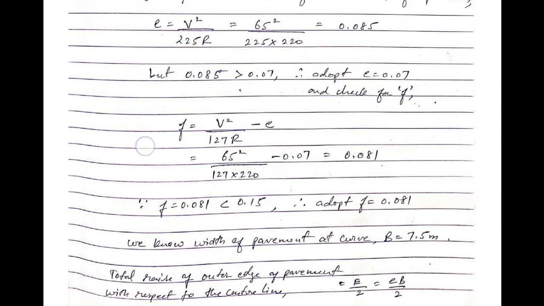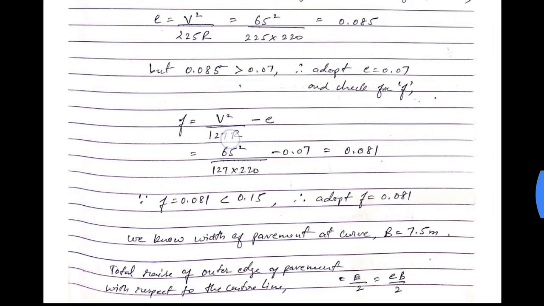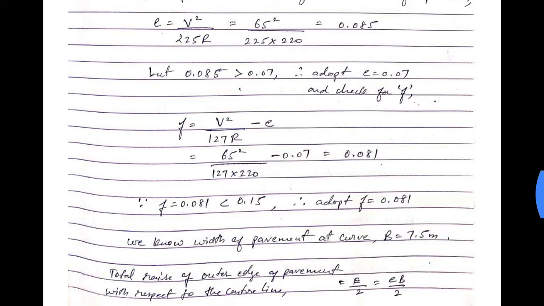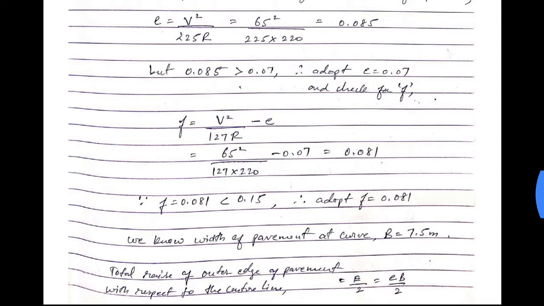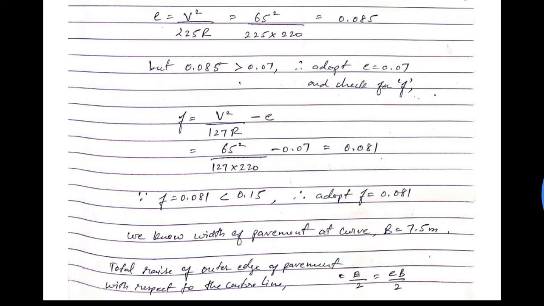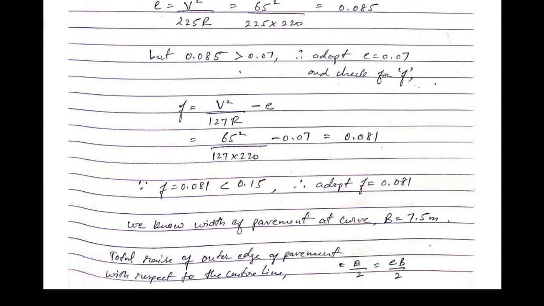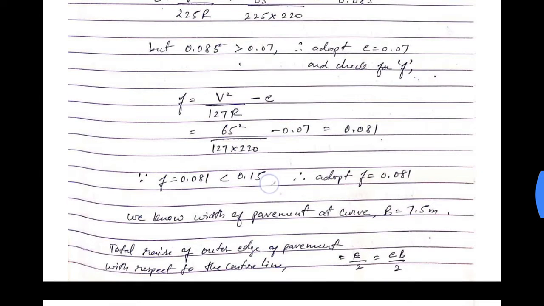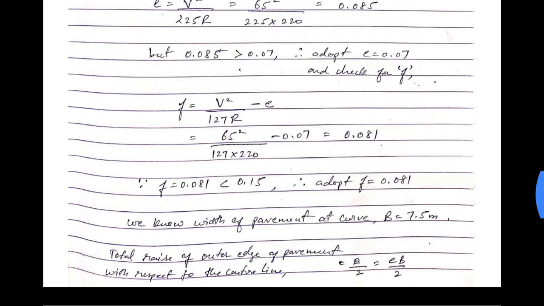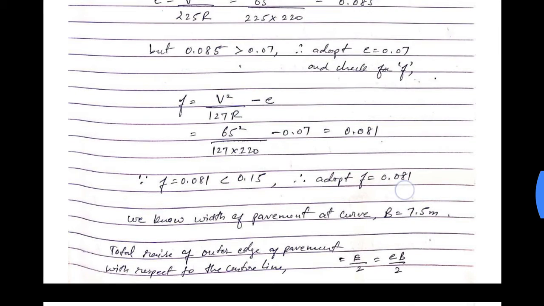F is given by V square by 127R minus E. We substitute the values of V, R and E. E here is the maximum value that can be used, 0.07. So F we got is 0.081. This value is less than the maximum value that can be adopted, that is 0.15. Therefore we adopt this value. So we have E now and we have F.